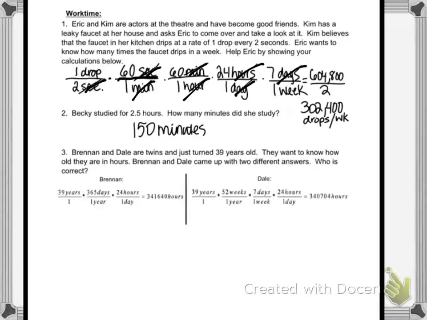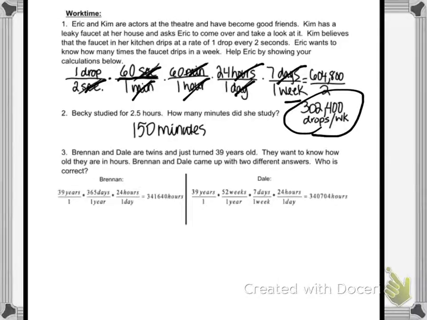Alright, and so now we can figure out the drops in a week. We've got weeks on the bottom and drops on the top. Multiply the top and we get 604,800 over 2. Divide that and you get 302,400 drops a week.